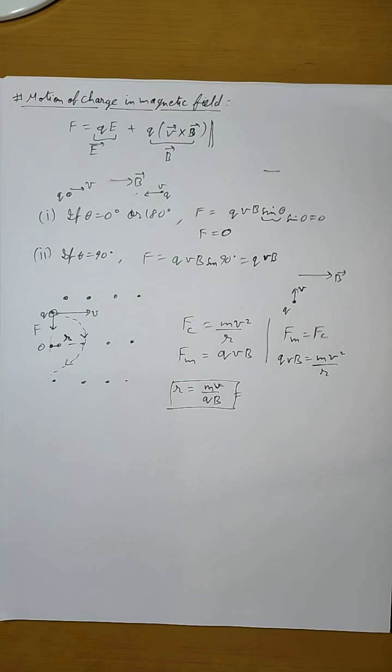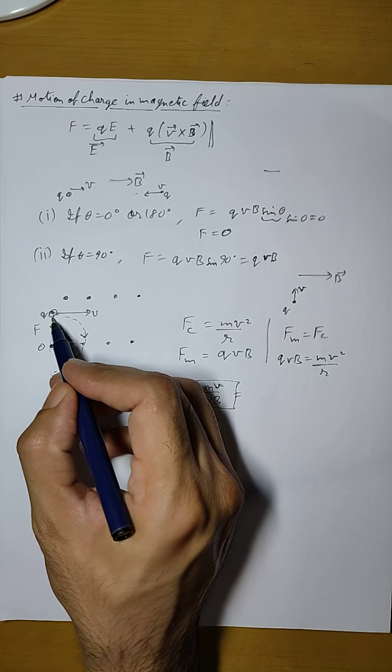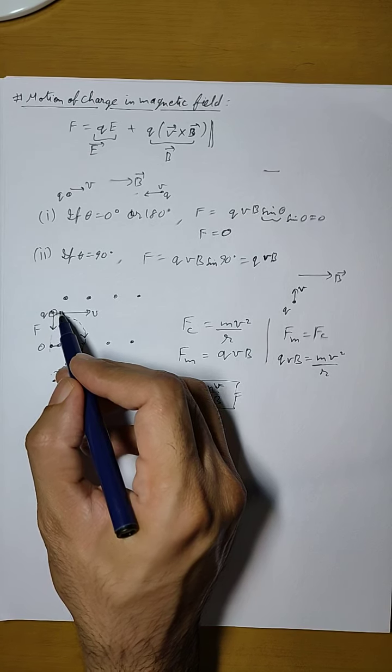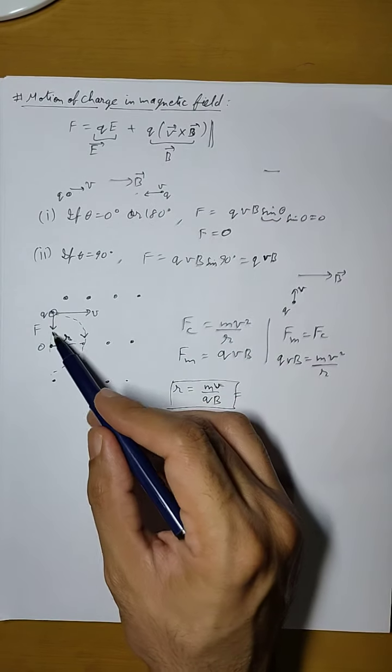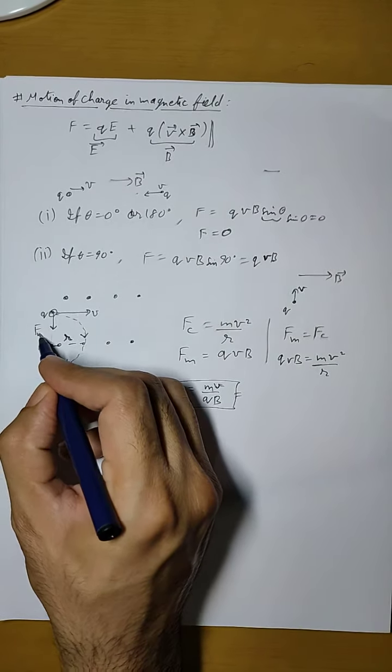If instead of a positive charge it is a negative charge, then the direction of this force Fm, instead of downward, will be upward, but it will again be perpendicular only. So the direction of the path, instead of like this, will go like this. It is the same thing, only the direction of Fm will change.